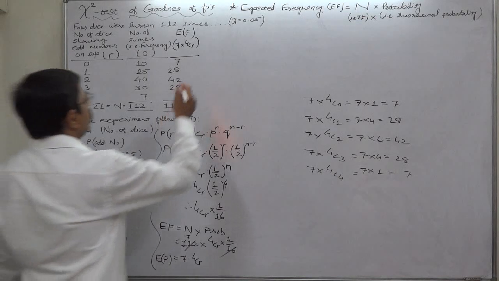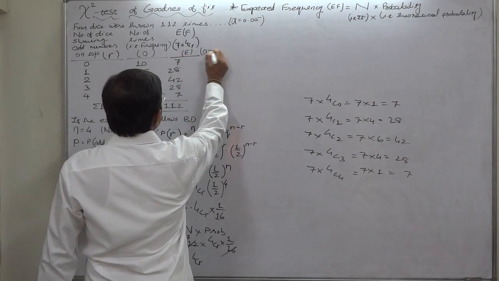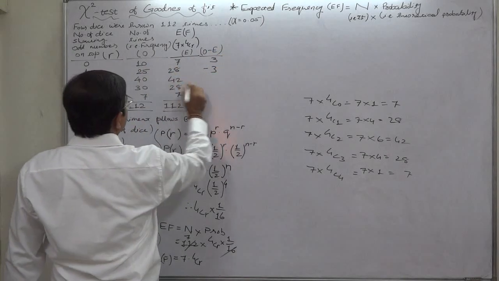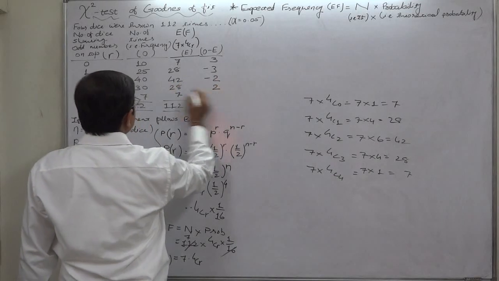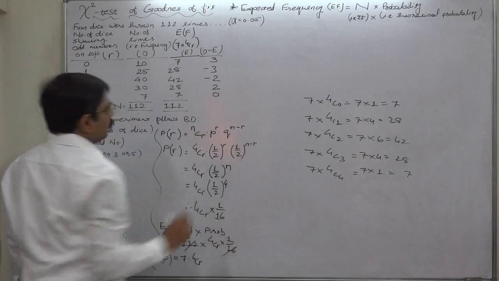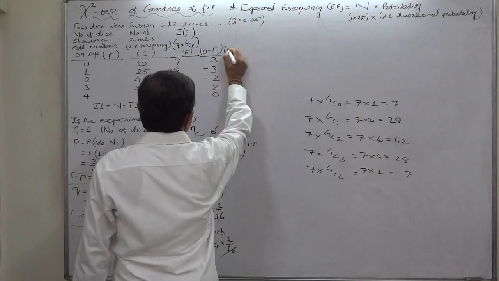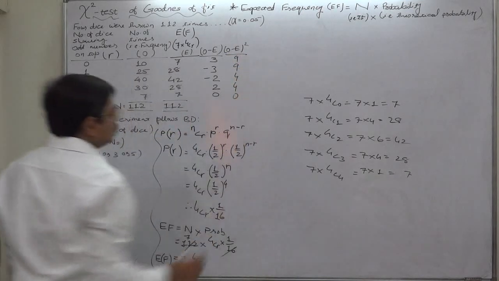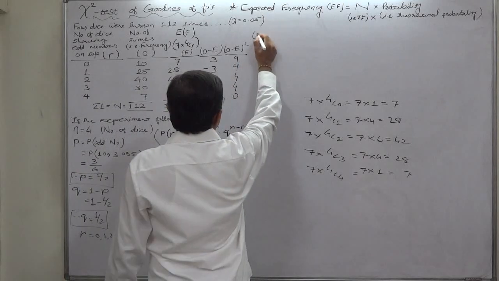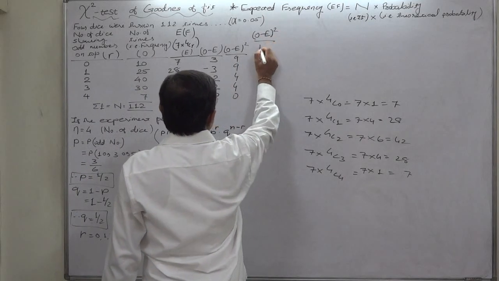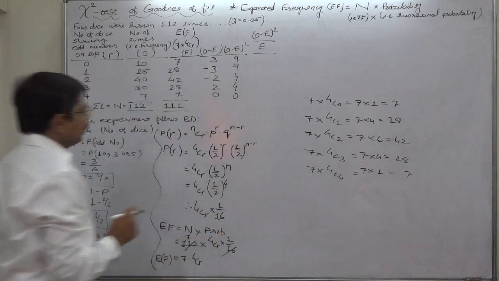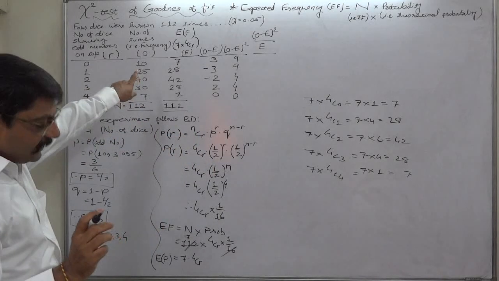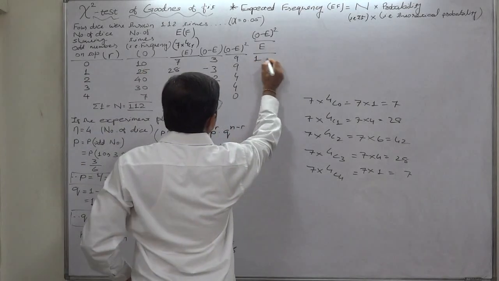So now we can go for O minus E. 10 minus 7, 3. 25 minus 28, minus 3. 40 minus 42, minus 2. 30 minus 28, 2. 7 minus 7, 0. O minus E the whole square: 9, 9, 4, 4, 0. And to calculate chi-square, we should go for O minus E the whole square divided by E. 9 divided by 7 will be 1.286.